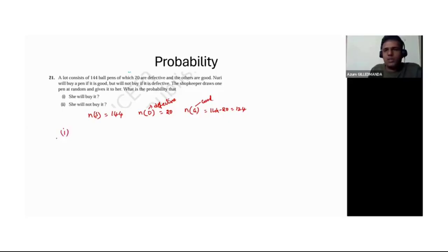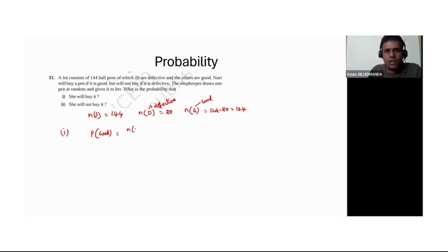You understood, right? A shopkeeper has a lot of 144 pens. Out of 144, 20 are defective, and he just draws one pen and gives it to Nuri. And we know the condition of Nuri is if it is good, then only she'll buy. Now, the probability they are asking is, what is the probability that she will buy it? She will buy if it is a good pen. So, can I say probability of getting a good pen? Because only when it is a good pen, she will buy. That she has already given.